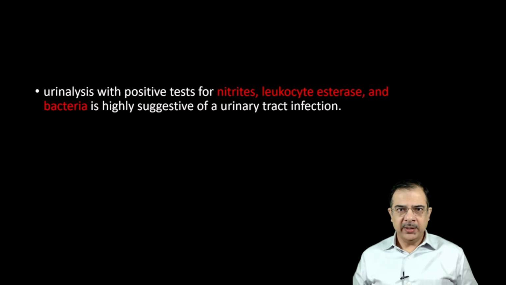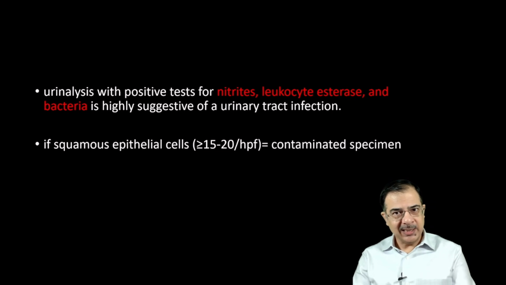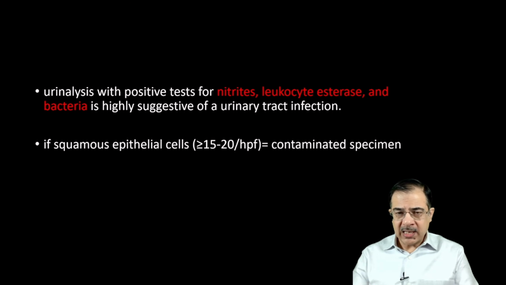Now a very important point is whenever urine is positive for nitrites, leukocyte esterase and bacteria, it is highly suggestive of urine tract infections. While if the squamous epithelial cells are present more than 15, it can be a contaminated sample. So nitrites are positive, leukocytes are positive, but epithelial cells are more than 15. So always ask the patient to repeat a sample because there is a contaminated specimen.